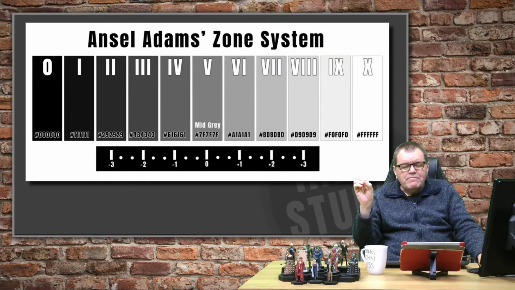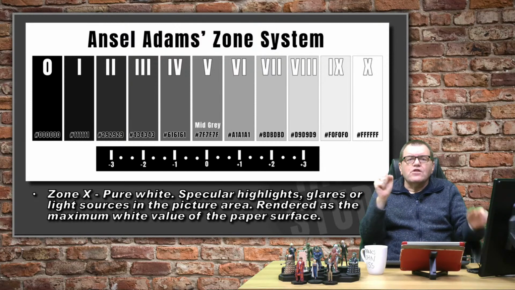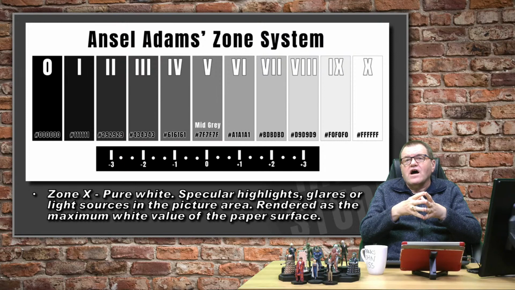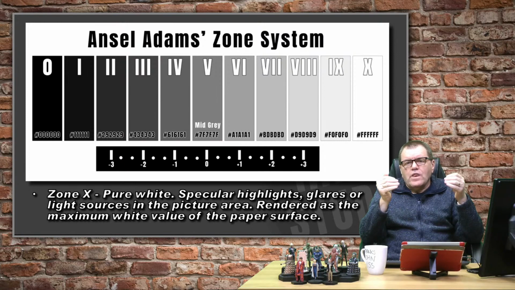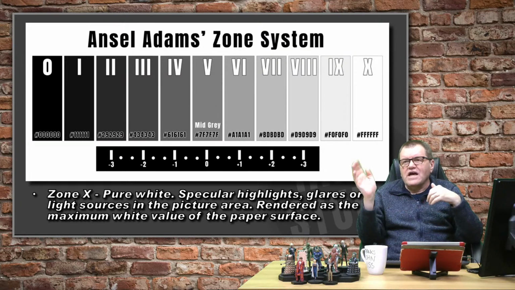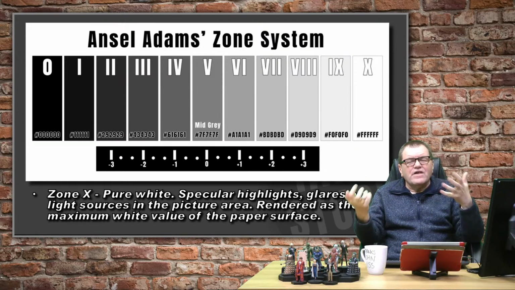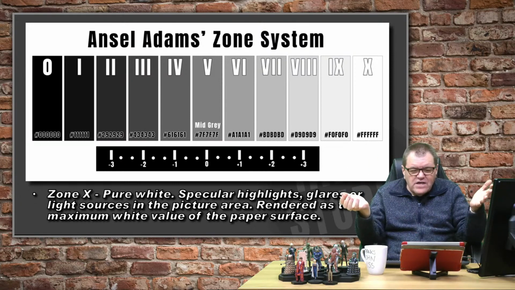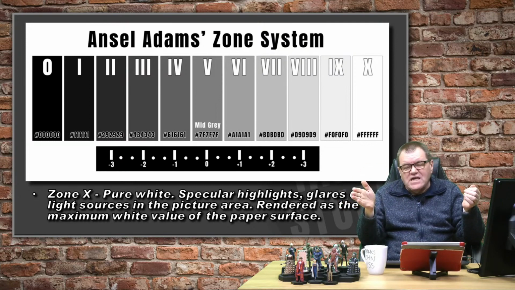Zone 10. I said you shouldn't have anything in there. That's not strictly true. It's actually the point where you'll get your specular highlights. So if you're photographing a scene and there's a street light in there, you know it's going to blow out, and that's all you're going to do. That's your zone 10 for it.